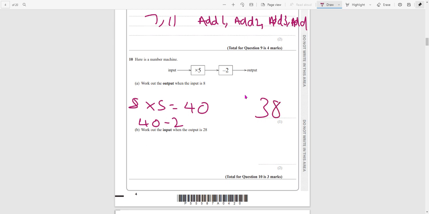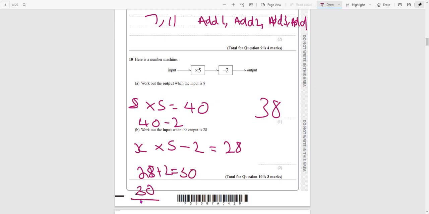Now we're going to work backwards. Let's put the input as x, times 5 minus 2, and that's going to equal 28. Let's do backwards. 28 plus 2 is going to be 30. 30 divided by 5 is going to be 6. Because when we're working from the output to the input, we are inversing these. So the answer is going to be 6.